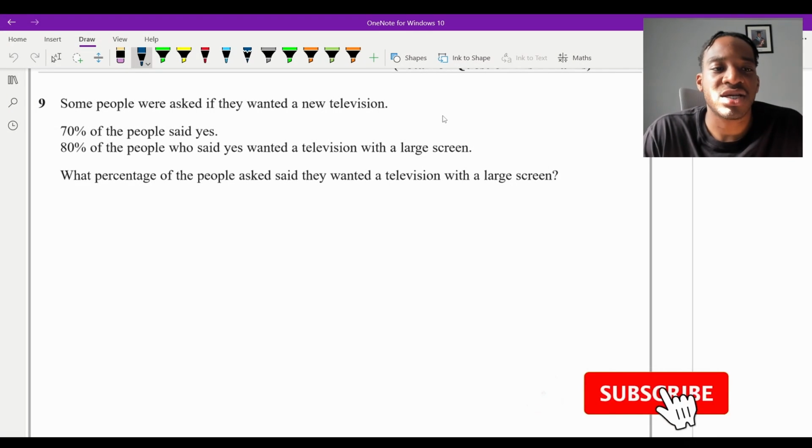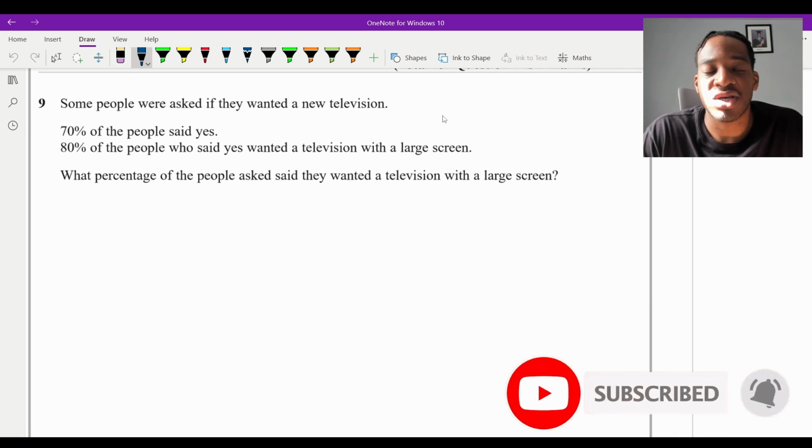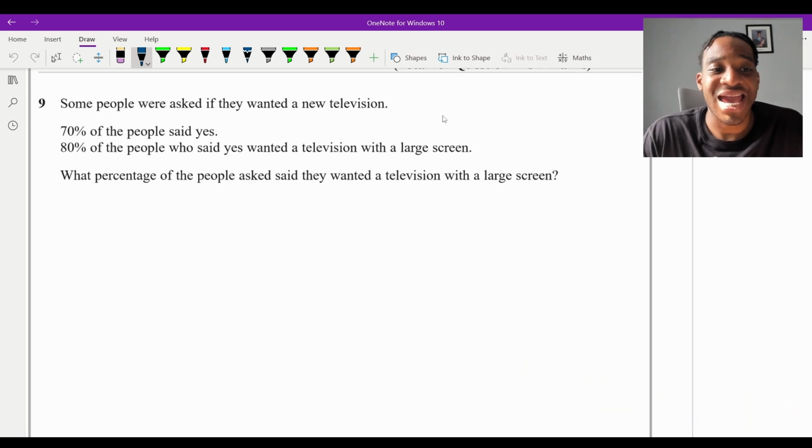Okay, so question 9 says some people were asked if they wanted a new television. 70% of the people said yes. 80% of the people who said yes wanted a television with a large screen. What percentage of the people asked said they wanted a television with a large screen?